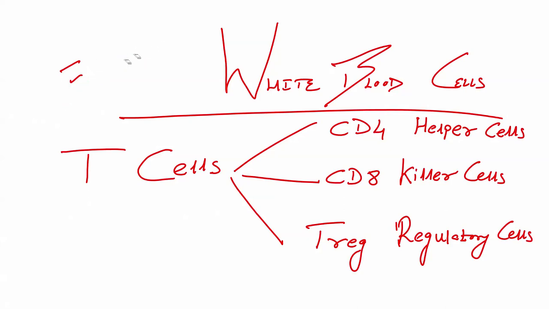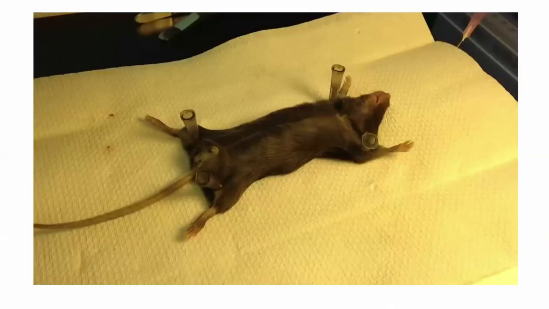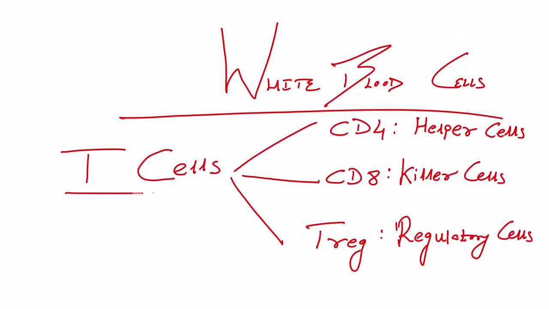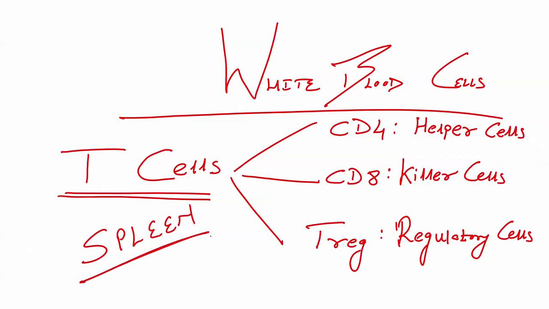Alright. So, now we at least know that, okay, white blood cells, and in those white blood cells we have T cells, in T cells we have CD4 cells, we have CD8 cells and we have T regulatory cells, right. So, what will we do with that? So how do we take these T cells? T cells are thymus cells. They can be obtained from blood, like I said, and we can also get T cells from the spleen, okay, spleen of the mice.